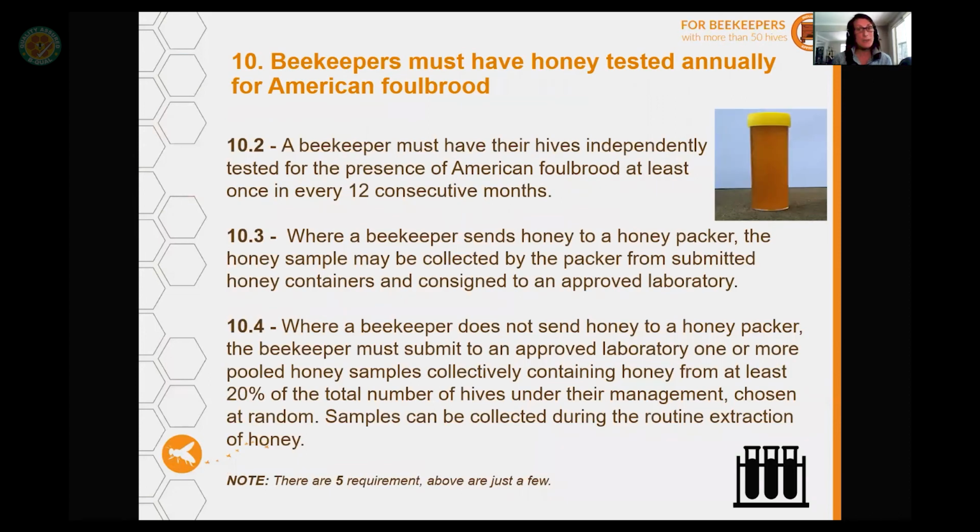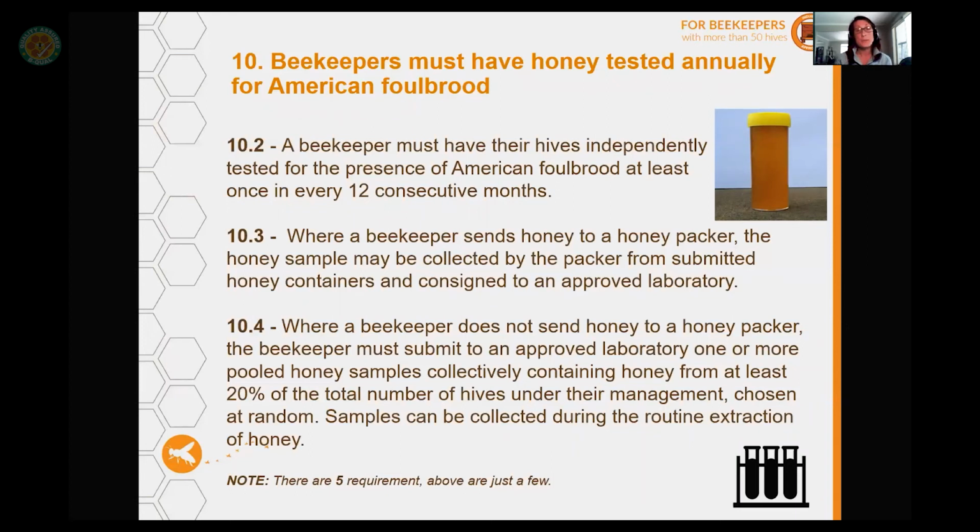Number 10, beekeepers must have honey tested annually for American foulbrood. Now, as I said before, American foulbrood is the most widespread and significant bee disease in Australia, and early infections may be difficult to detect visually, and laboratory evaluations of honey for AFB spores remain the most sensitive and accurate test for detecting the disease. Now, laboratory testing may also detect AFB before it is even visible.